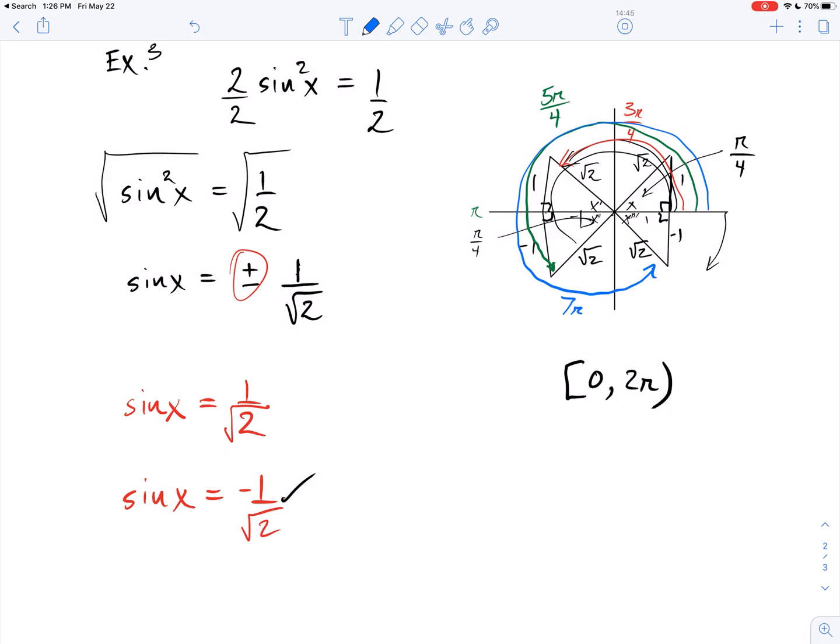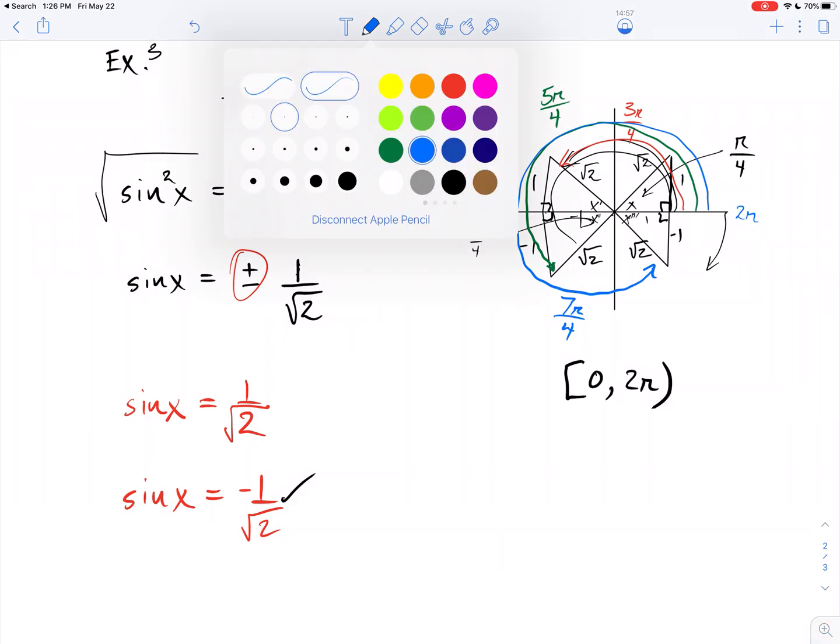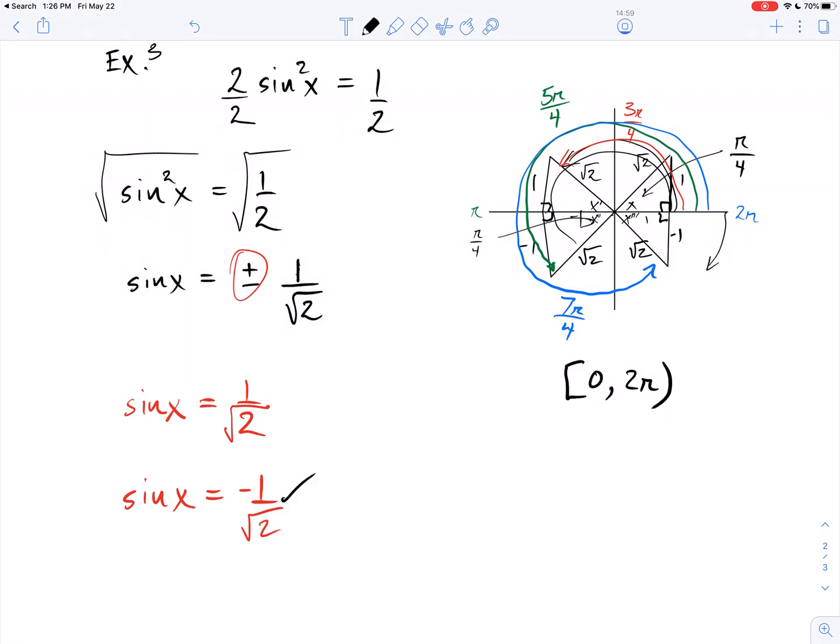So what is that answer? 7 pi fourths. Think about it. All the way around the circle would be 2 pi. 2 pi take away 1/4. I get 7 pi fourths. So this time I ended up with 4 correct answers.